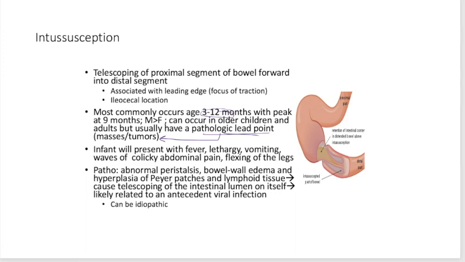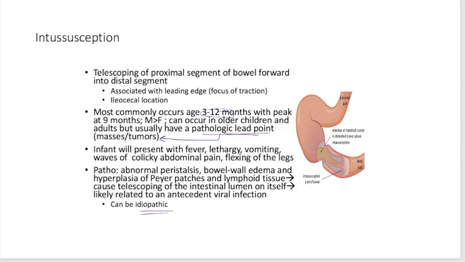What happens is there's abnormal peristalsis, bowel wall edema, and hyperplasia of Peyer's patches, and lymphoid tissue is present. That hyperplasia causes the telescoping of the intestinal lumen. It is likely related to an antecedent viral infection, but it also can have no known cause, and we label it as idiopathic.